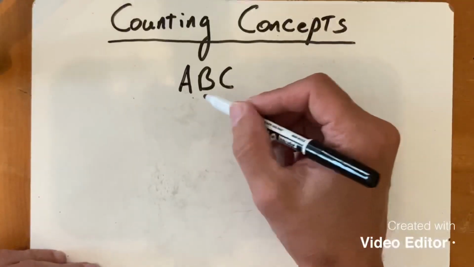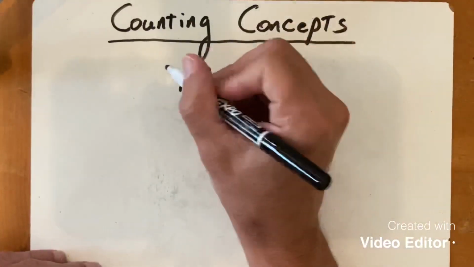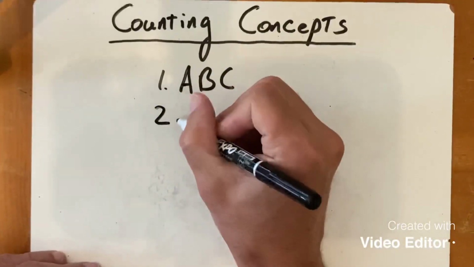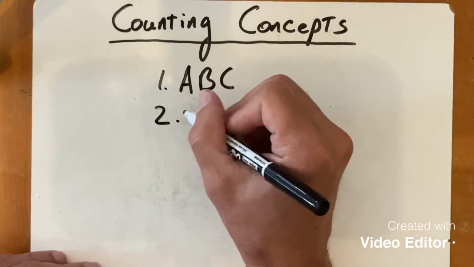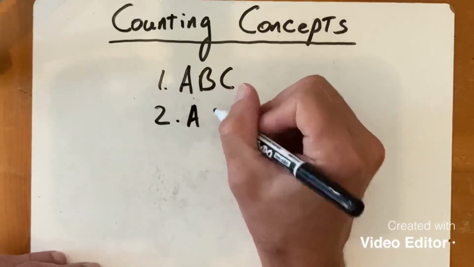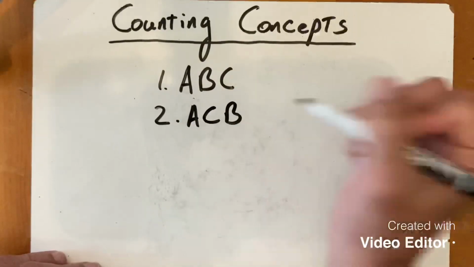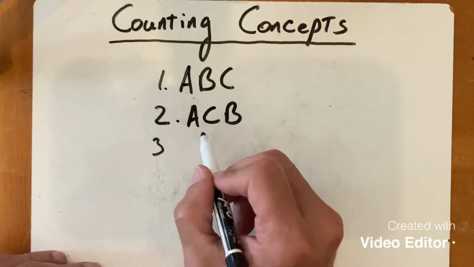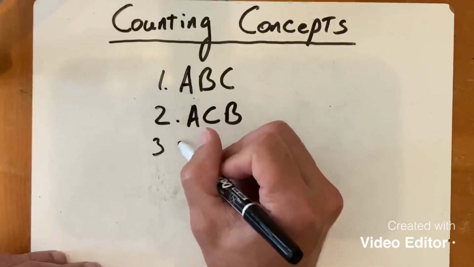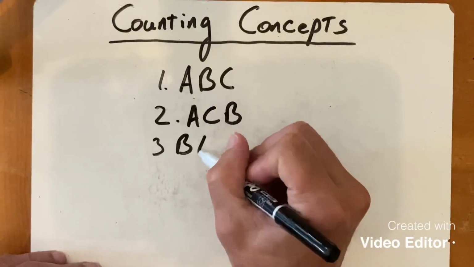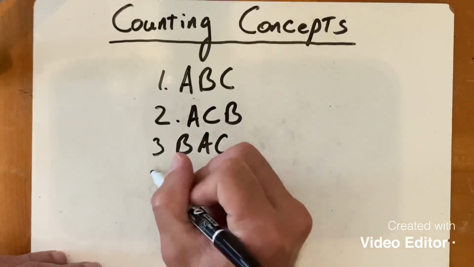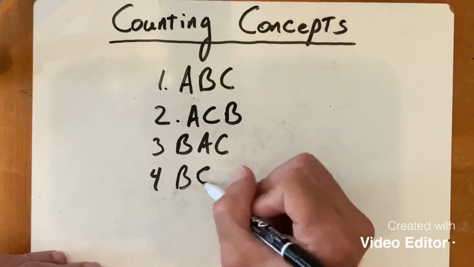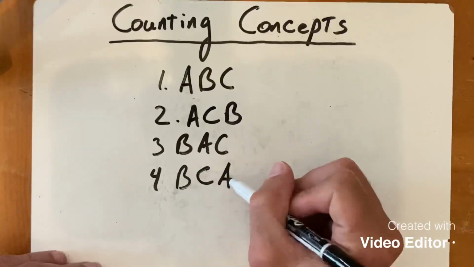I've got 1 here, obviously, A, B, C. So that's one way. Next way, we can switch the B and C around, and I can do A, C, B. Third way, I can put the B first, and then I can do A and C. Fourth way, B is still first, and then I can switch the C and the A.